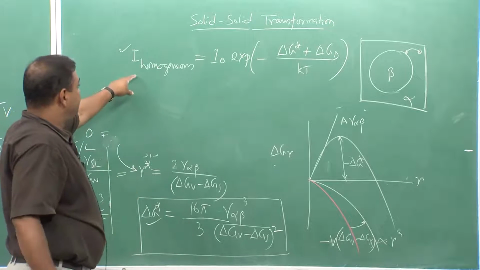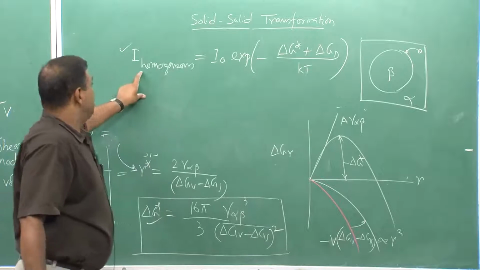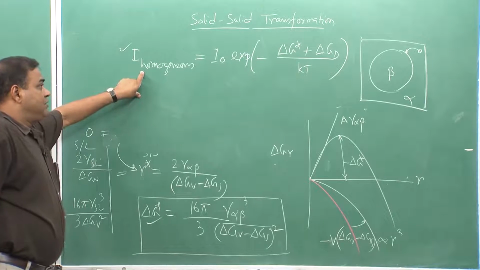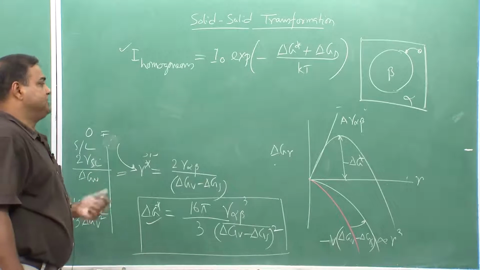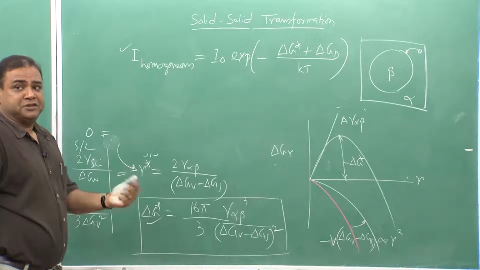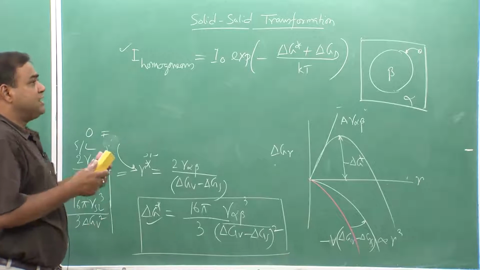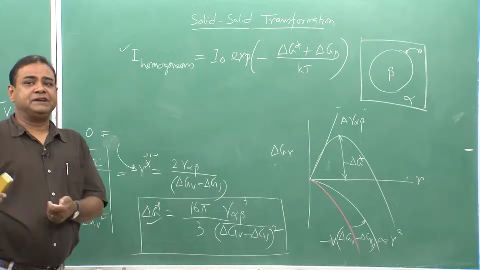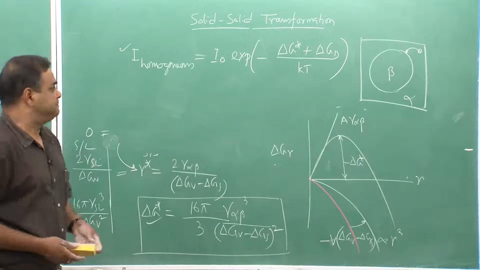And if we know this expression, then we can calculate the homogeneous nucleation rate, which is the number of nuclei per unit volume per unit time. This information will be required in order to construct the TTT diagram, because our final aim is to find the TTT diagram, which will allow us to go for different temperature-time sequences in order to get different structures in materials.